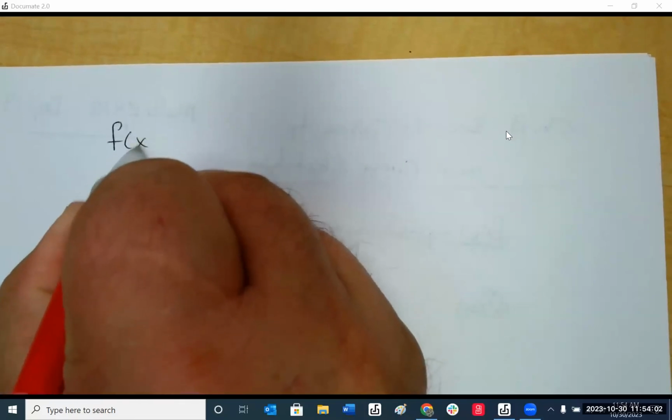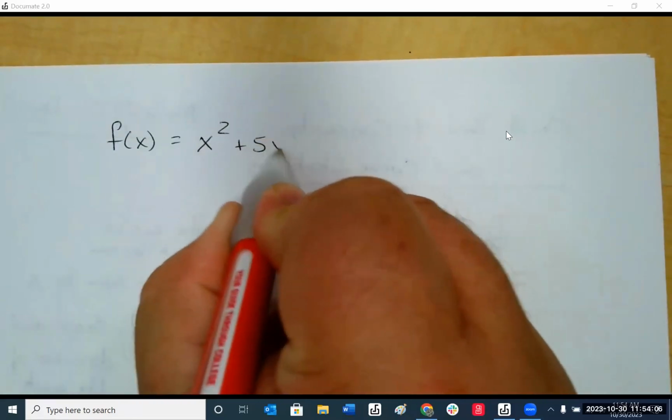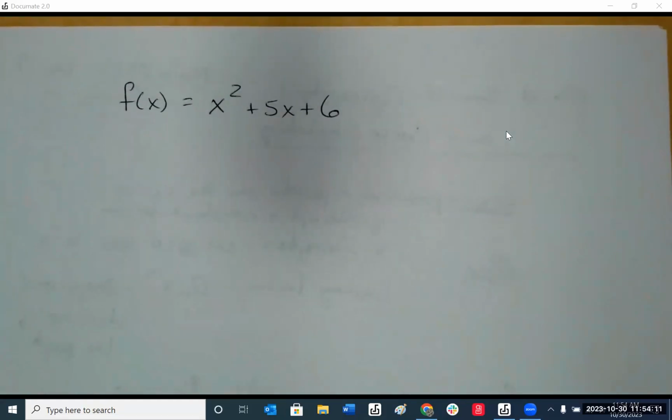Let's find these now. Let's look at the examples that we've used earlier. Find me the point of inflection.